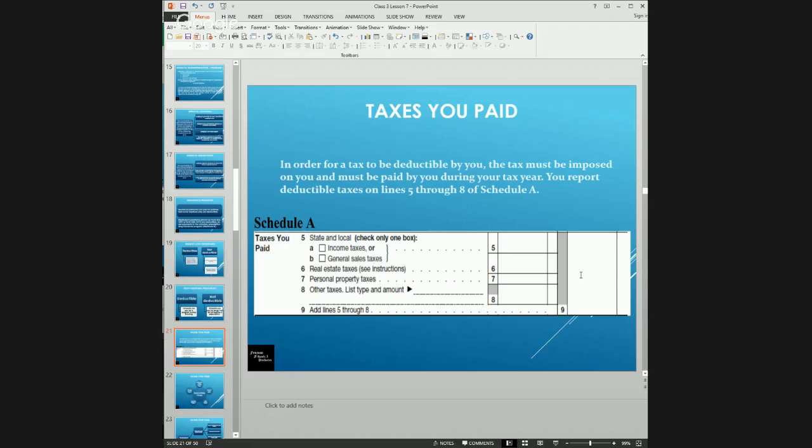So it's deductible in the year that you pay it, and it must be something that is owed by you. If you are a good friend, family member, etc., and you pay somebody's personal property taxes on their behalf, then you may not take it off on your taxes. Also, they may not take it off on their taxes because they did not actually pay the bill.